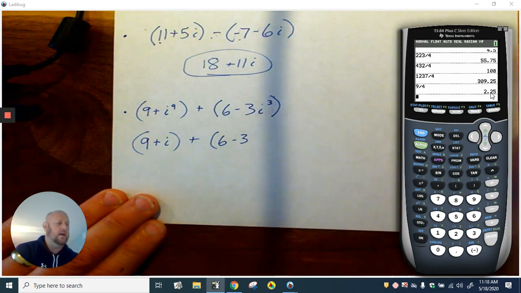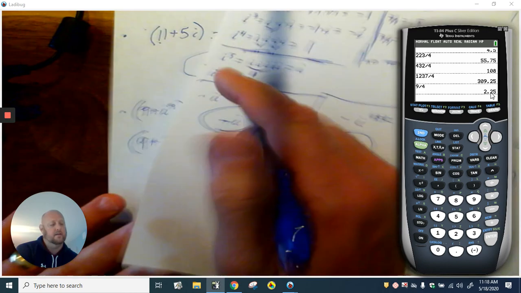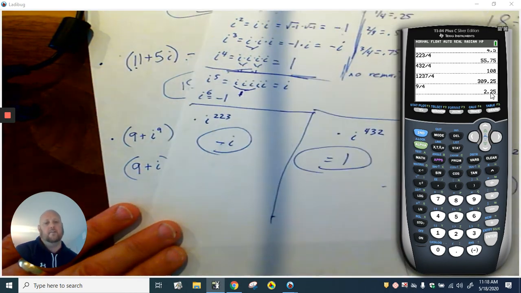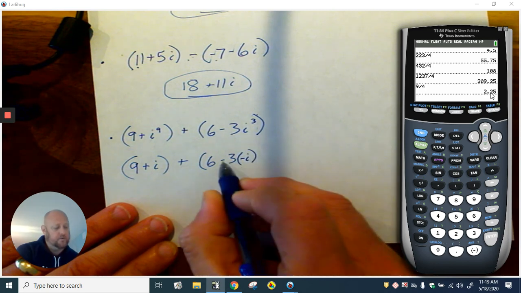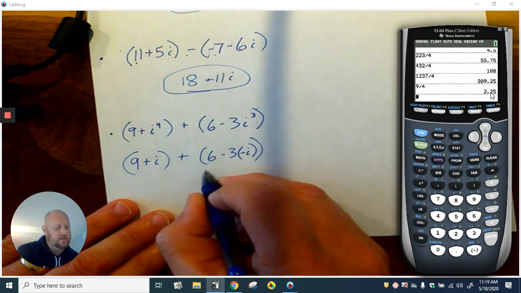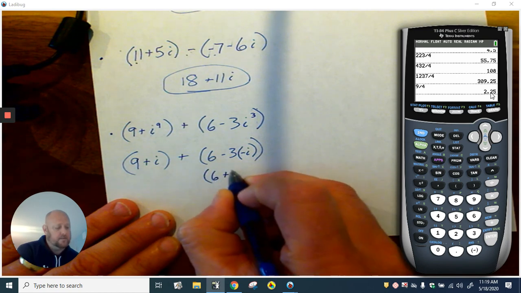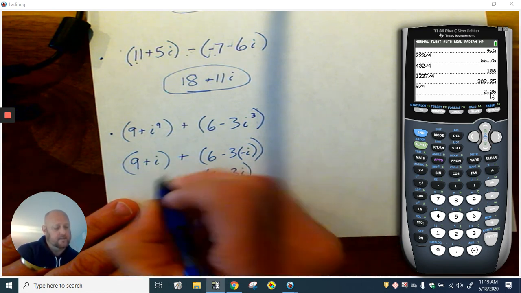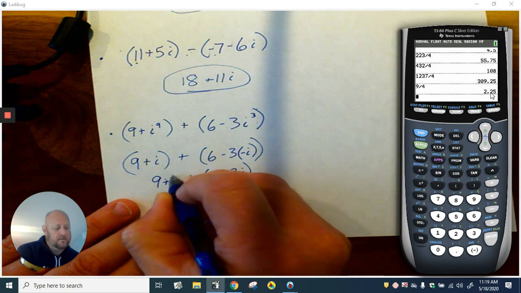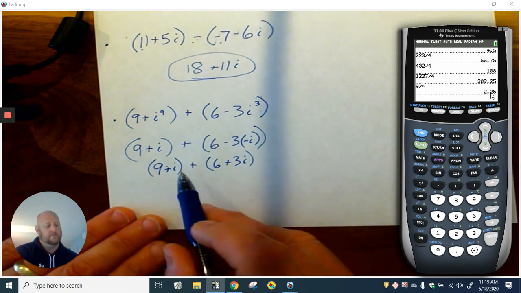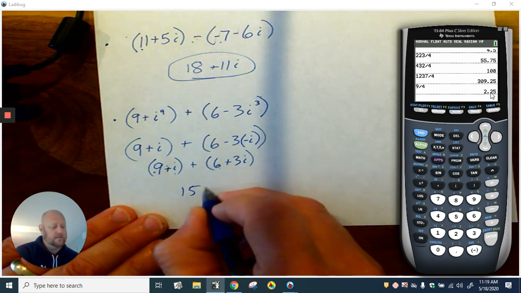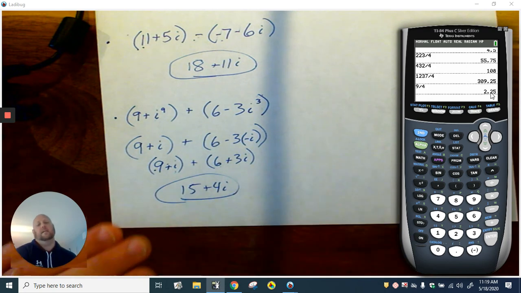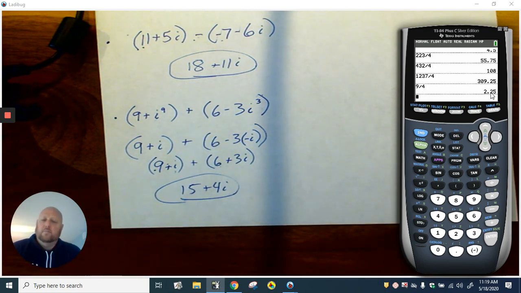Well, we already know i to the 3rd. If you remember, I'll pull that back. i to the 3rd is the same as -i, right? So that's the same thing as a -i there, which turns that really into a 6 plus 3i, right? And then again, you're just combining like terms. So 9 plus 6 is 15. i plus 3i is 4i. And you're done. So this is not one of the more difficult sections to do some of the practice.